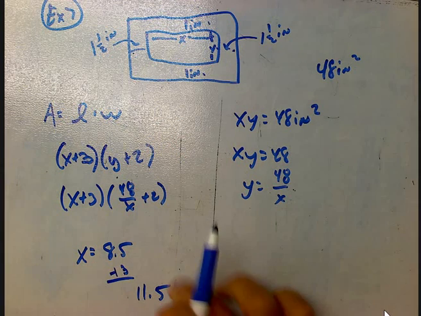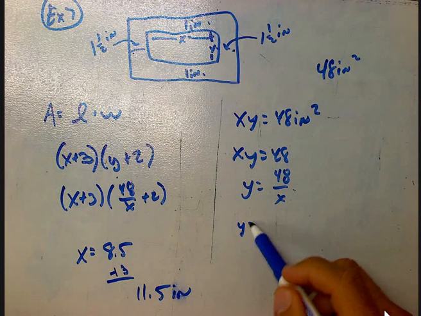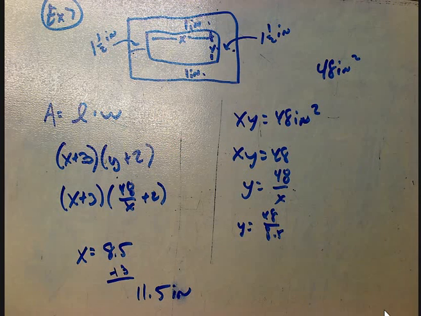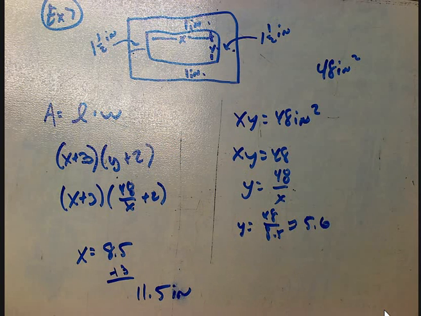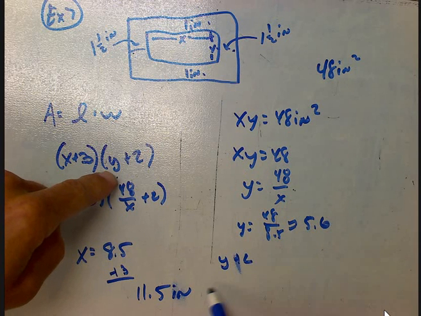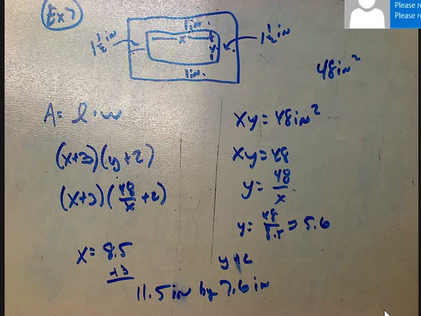To find the Y, it is going to be 48 divided by X, so 48 divided by 8.5, which is about 5.6. And then for the width of the page, it's plus 2, so 11.5 inches by 7.6 inches. And there are the dimensions of the page that we need to minimize paper being used.